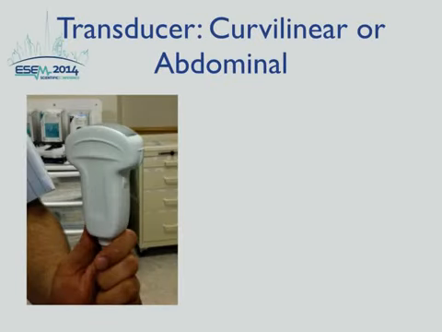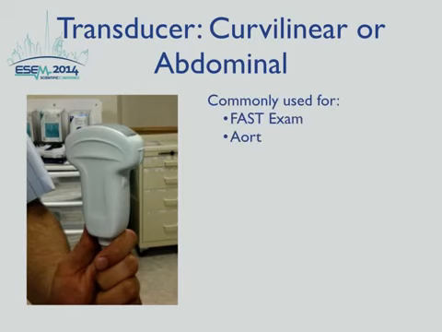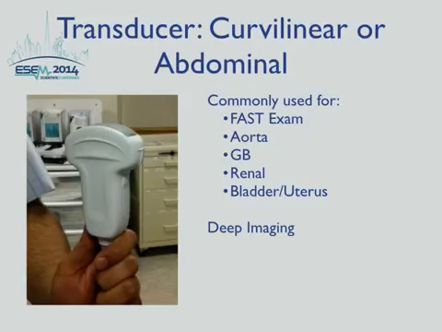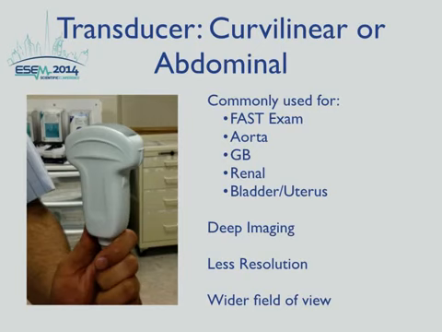The curvilinear or abdominal probe is a low-frequency probe. It's commonly used for various exams including the FAST exam, aorta, gallbladder, renal, bladder, and uterus evaluation. The probe itself has a larger footprint. It is a low-frequency probe, therefore it is used to image deeper structures. It has less resolution, but on the other hand has a wider field of view.